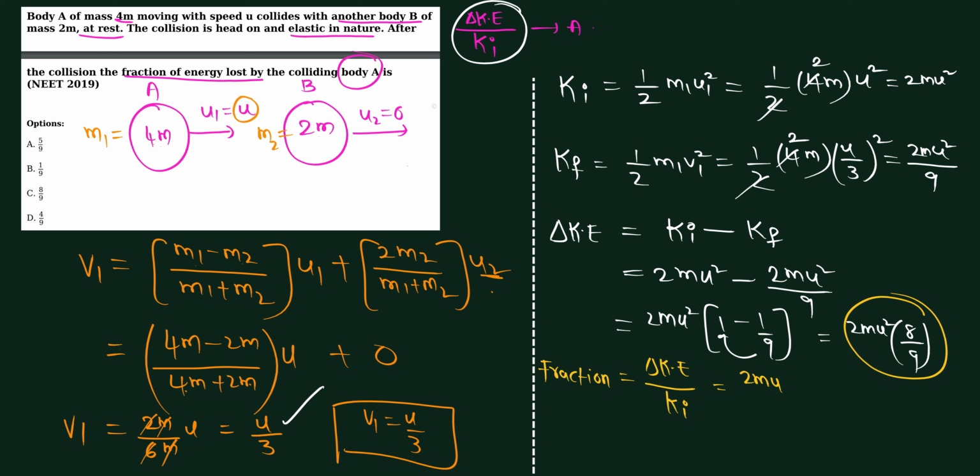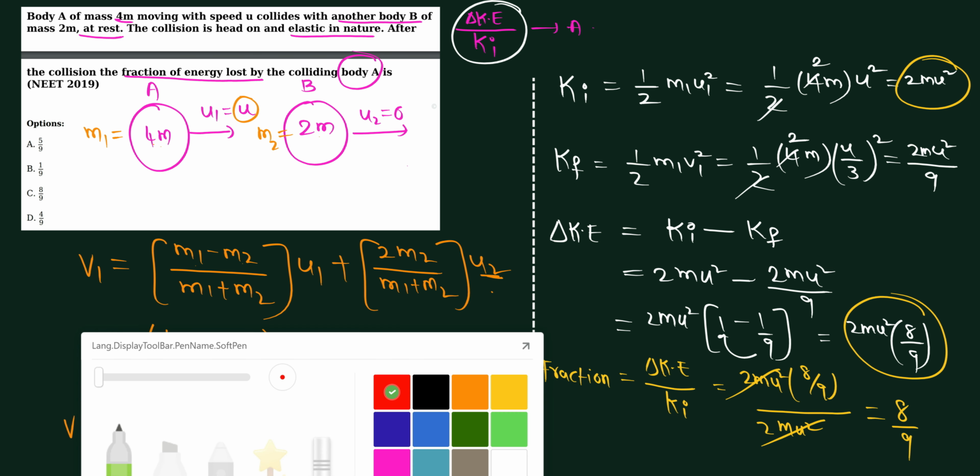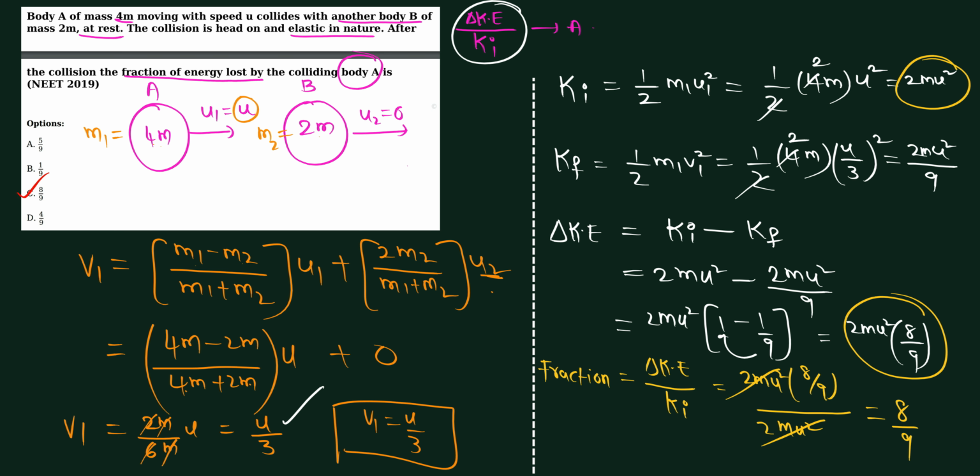2m u square into 8 by 9, by initial kinetic energy, which is how much? 2m u square. So 2m u square and 2m u square, both get cancelled. The answer is 8 by 9. So which option is matching? C is matching, 8 by 9. Is it clear?